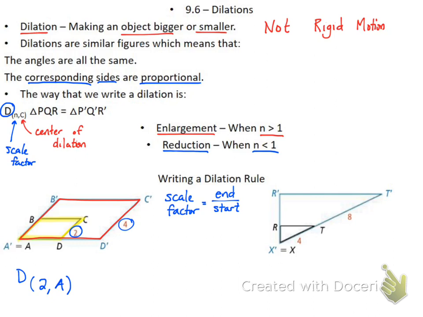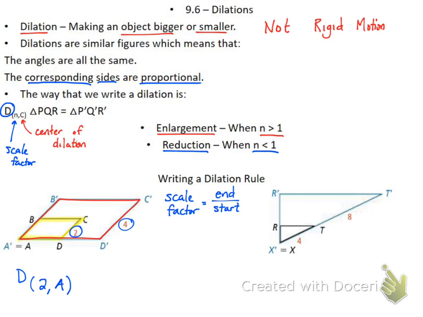The center of my dilation, I can always draw a point from the center through the pre-image to the image. So for each point, as long as I can draw a line going through it, from the pre-image to the image, from the start to the end, that's going to be my center of my dilation. So I drew a straight line from A through B to B prime, through C to C prime, and through D to D prime.